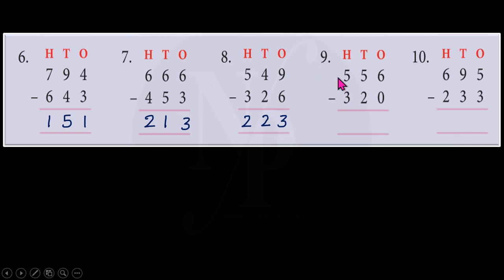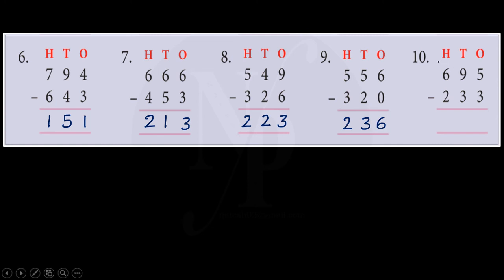Question number 9, 556 minus 320. Subtracting 0 from 6, you get 6. On subtracting 2 from 5, you get 3. On subtracting 3 from 5, you get 2. Therefore, 236 is the difference.